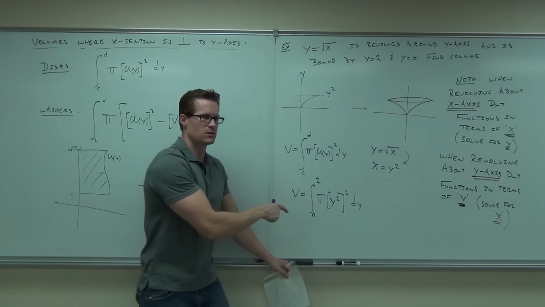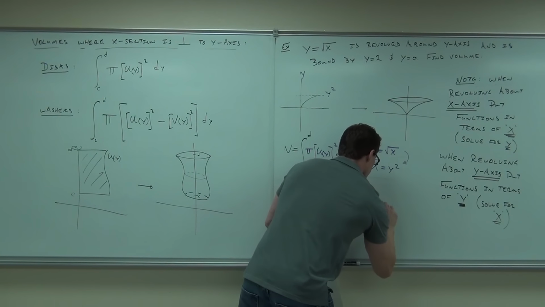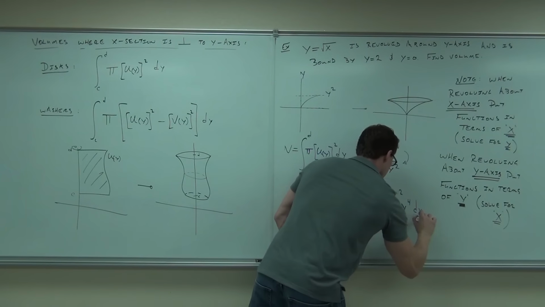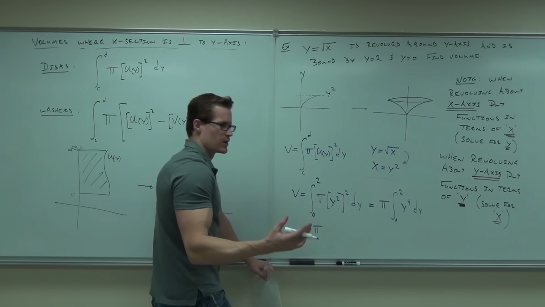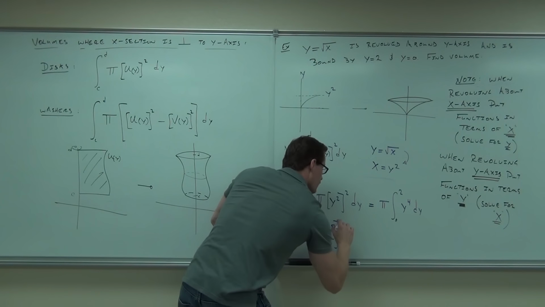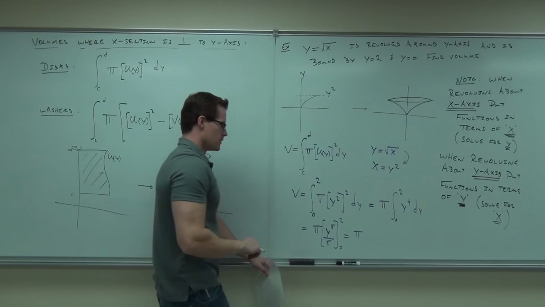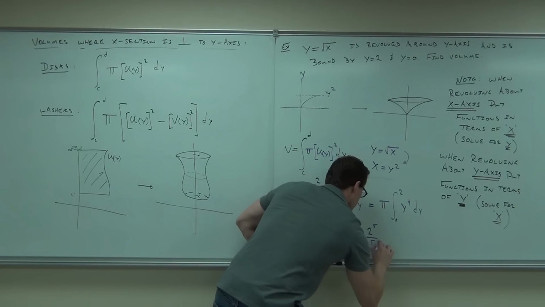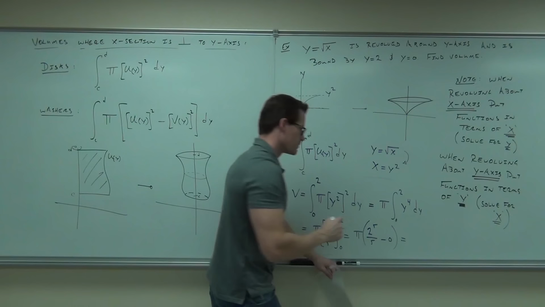Can you do that integral? Yeah, that's actually pretty basic. Let's go ahead and do that. We'll get pi from 0 to 2, y to the 4th dy. That's pi, y to the 5th over 5, because we know how to do integrals real well. From 0 to 2, pi will do 2 to the 5th over 5 minus 0. What we're going to end up getting is 32 pi over 5.